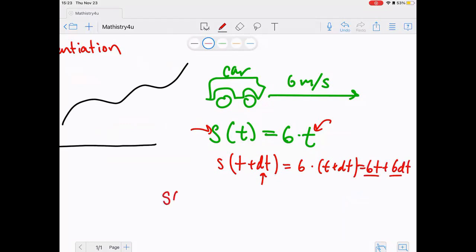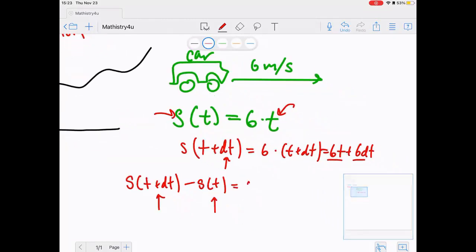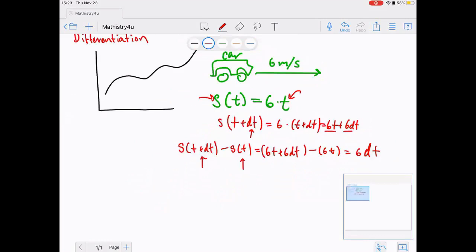And now if we look at how much our position has changed, that's s of t plus dt minus s of t, right? So this is at the new time, this is at the old time. And the car's position has changed by, originally it was at 6t, now it's at 6t plus 6 dt. So the total change in position is 6 dt, okay? And we call this infinitesimal change in s ds. All right, so we have ds equals 6 dt.